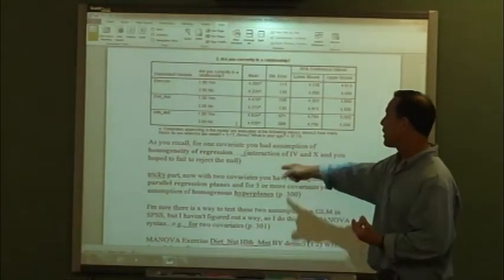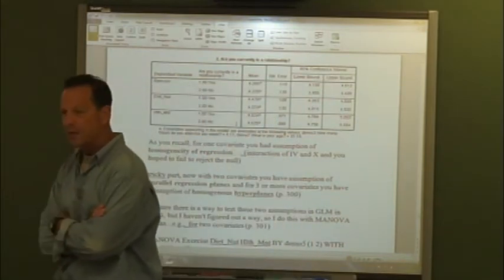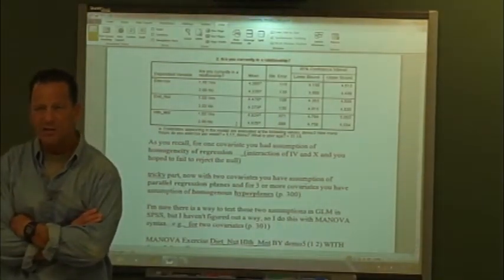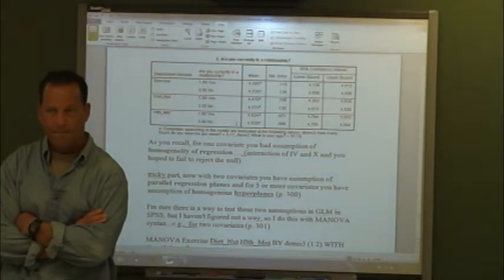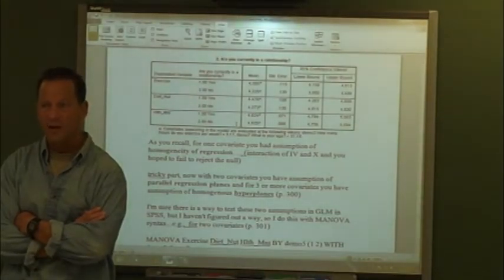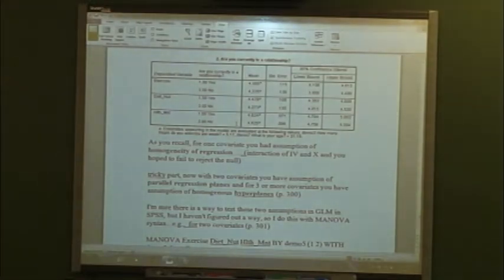For one covariate, you have the assumption of homogeneity of regression, which tested the interaction of what, everybody? Homogeneity of regression tested the interaction of the covariate and the IV. The DV is a DV. Remember, don't forget, Jocelyn, that you're looking at the interaction of the covariate and your IV. On X group. But what if you have two covariates, everybody?